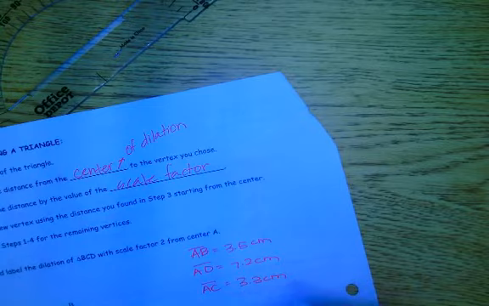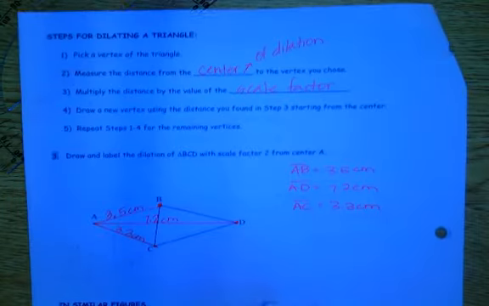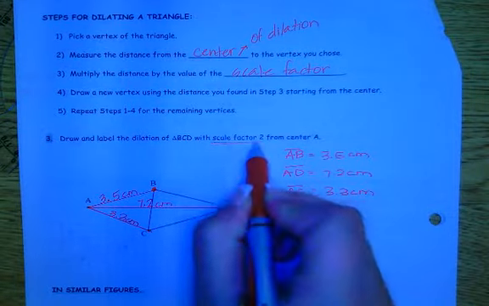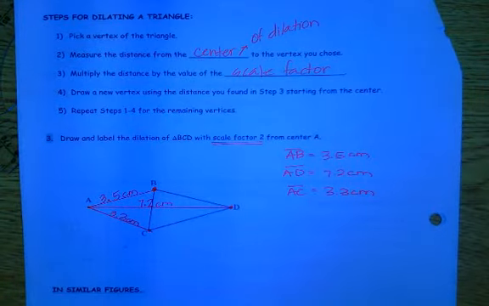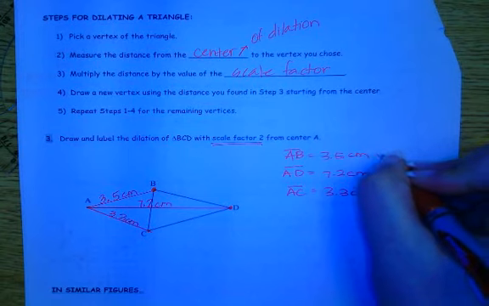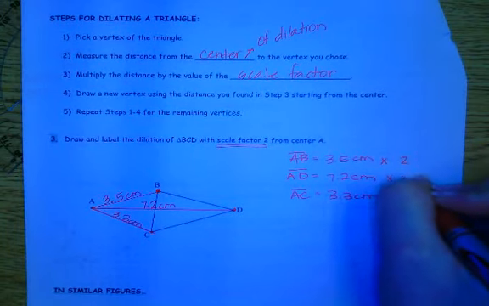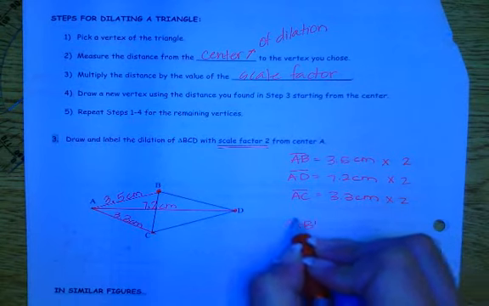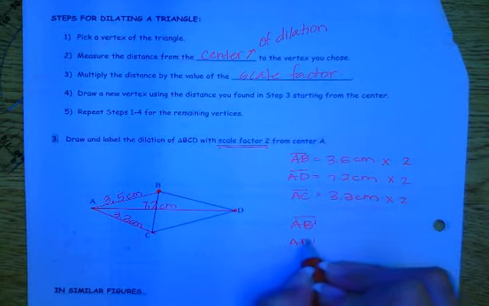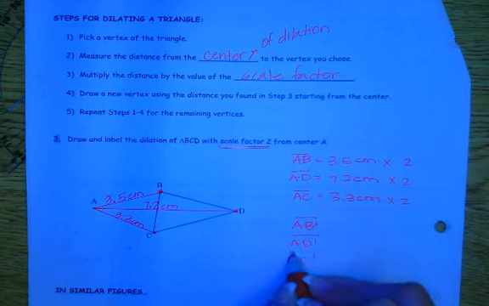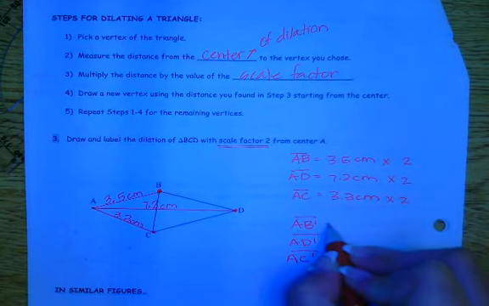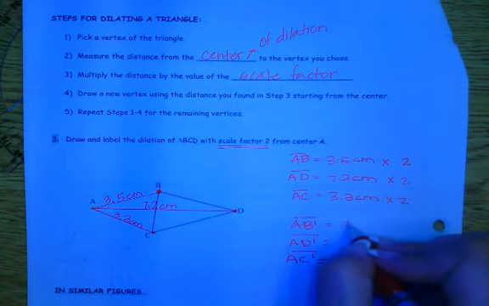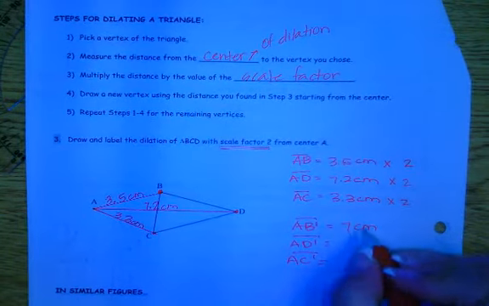Okay, we want to dilate with a scale factor of 2. So now, multiply each of your lengths by 2. This distance is going to represent AB prime, AD prime, and AC prime. So what is the distance of AB prime? 7 centimeters. AD prime? 14.4. AC prime?